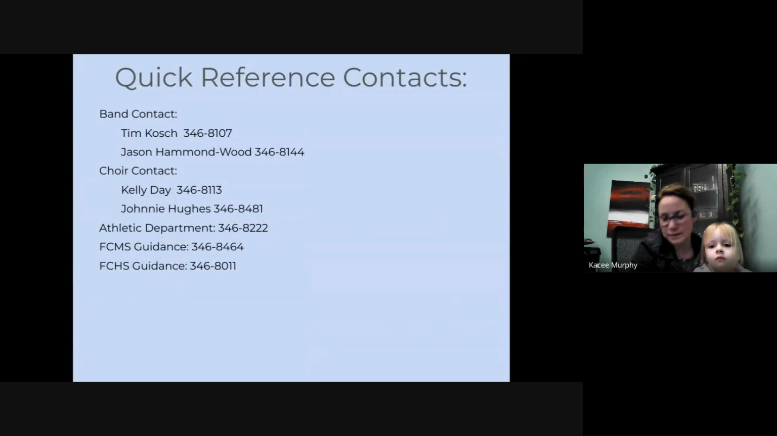And then we did want to include the band and choir contacts just because they tend to get a lot of questions to find out more information about the different bands and different choirs. And then we have our athletic department as well, if you have any questions about that. And then the guidance phone number for the middle school and both the high school. So if you do need to reach out to Miss Anderson or to the high school, you're more than welcome to do that.